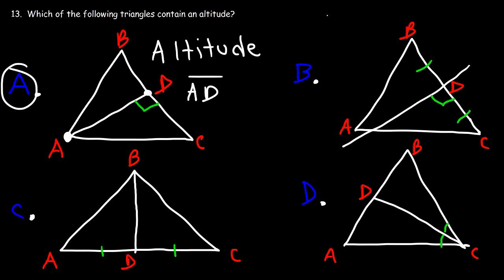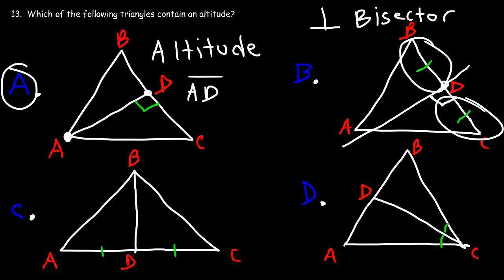B contains a perpendicular bisector. Now, like an altitude, a perpendicular bisector touches one side of the triangle at 90 degrees. However, it doesn't have to pass through vertex A. At the same time, the perpendicular bisector bisects the opposite side, BC, into two congruent parts, which means that D is the midpoint of BC, and BD and DC are equal to each other. So that's the perpendicular bisector.